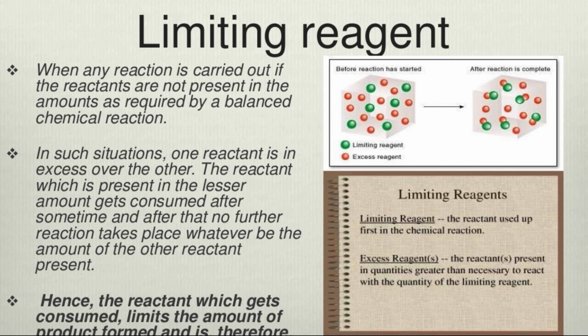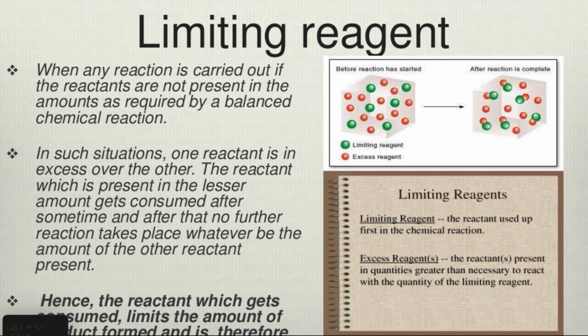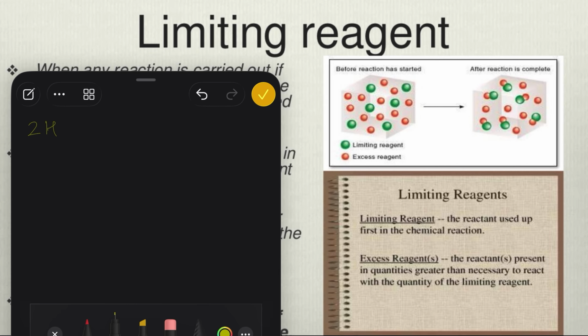Then next, limiting reagent. Limiting reagent is the reactant that gets finished first and stops the reaction. For example, we can take the water reaction, right? 2 hydrogen plus oxygen gives 2H2O. Suppose you have 4 moles of H2 and 1 mole of O2.